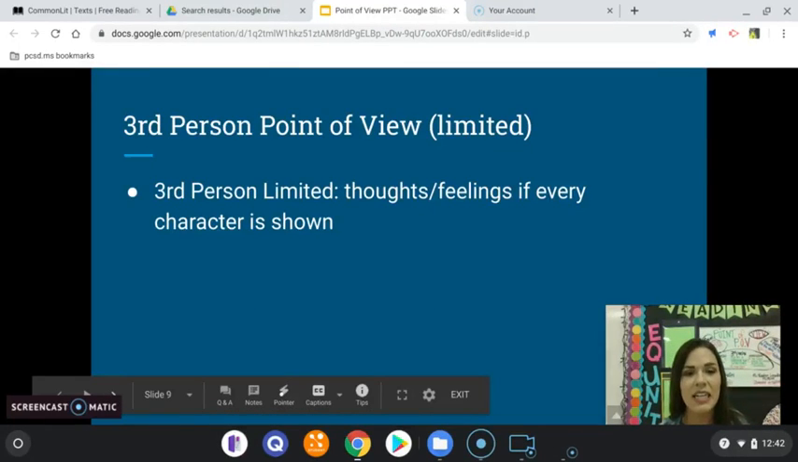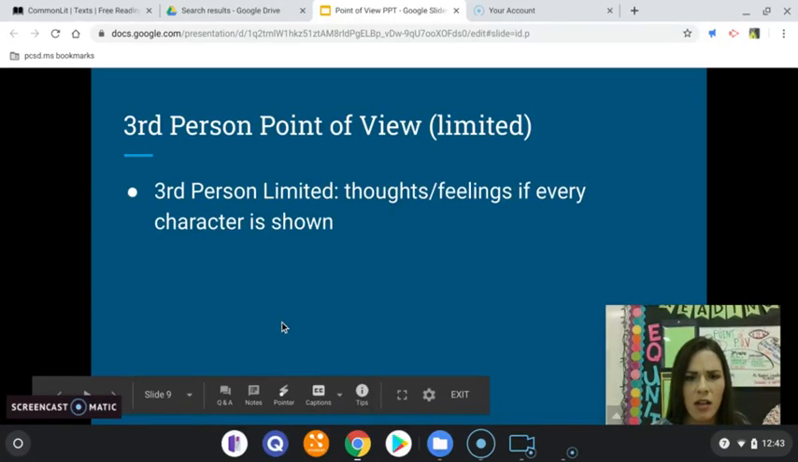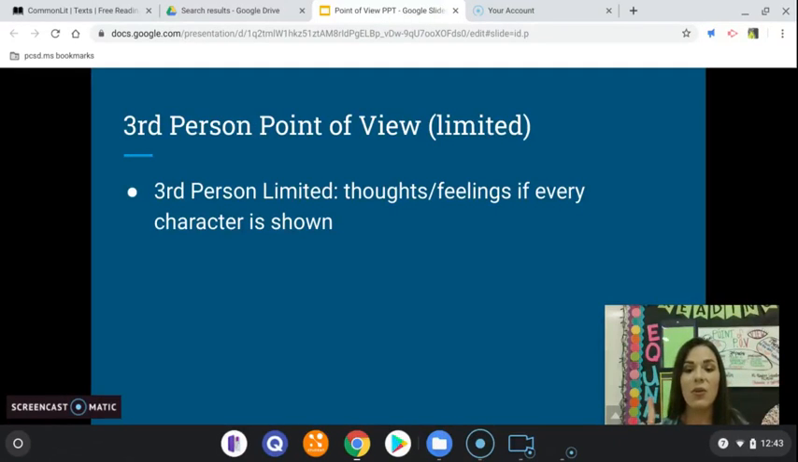Third person limited is, like I just told you, they are not in the story whatsoever. They are an outsider telling you the story about somebody else. And so third person limited is they know the thoughts and feelings of not everyone shown. My PowerPoint is not correct. It is of not everybody shown, okay? So you only know the thoughts and feelings of about one character, okay?